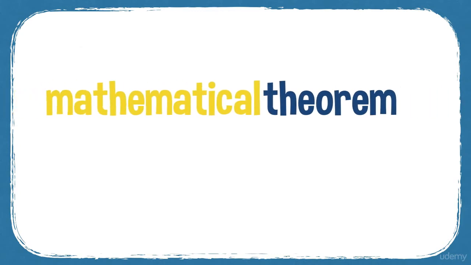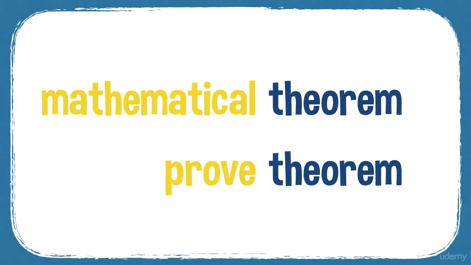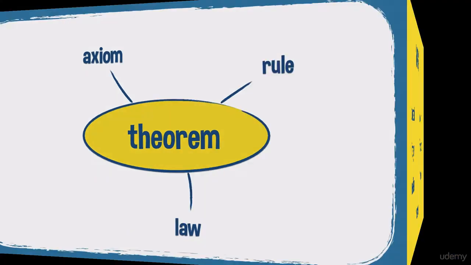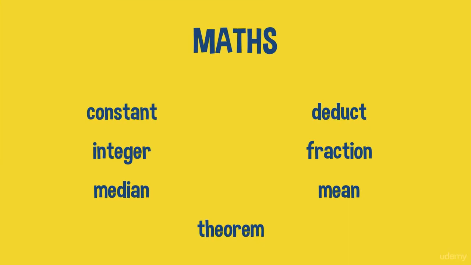So you can have a mathematical theorem, and we often talk about proving a theorem. You prove a theorem. And some synonyms: axiom, law, rule. So there are your 7 maths words: constant, deduct, integer, fraction, median, mean, and theorem.